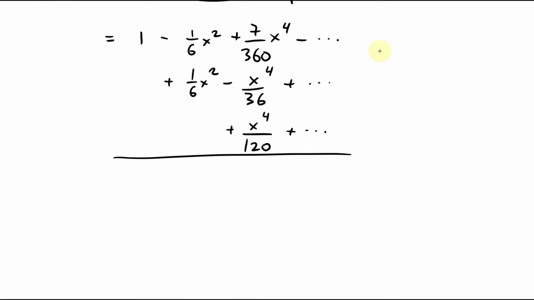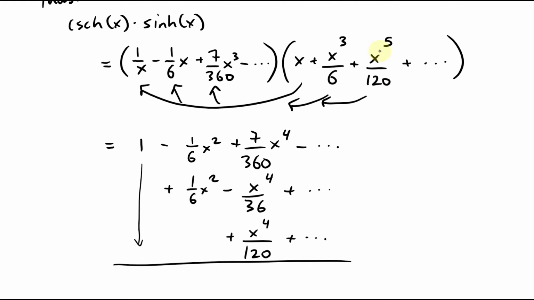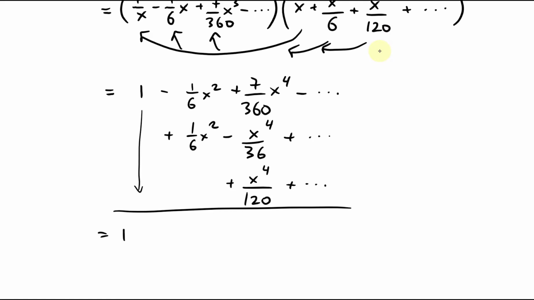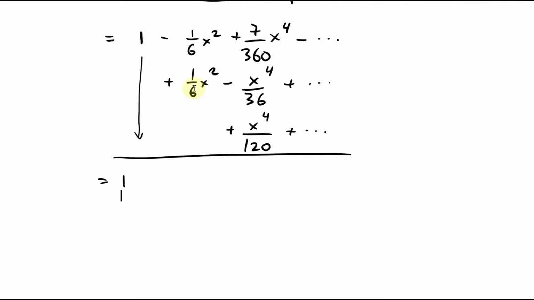And notice what we have here. So this one goes down, 1 is down there, so this equals 1. This one here, these just cancel. So negative 1 over 6 times x squared plus x squared over 6, that just cancels, equals 0. This goes to here, plus 0. Now this next one right here, this is 7 over 360. And then this one's x over 360. This is 1 over 360. This is 1 over 120.